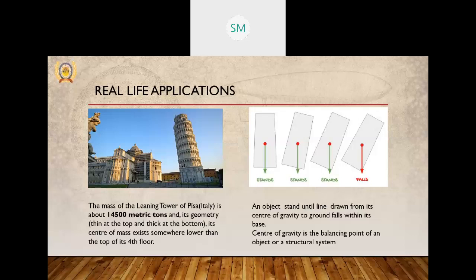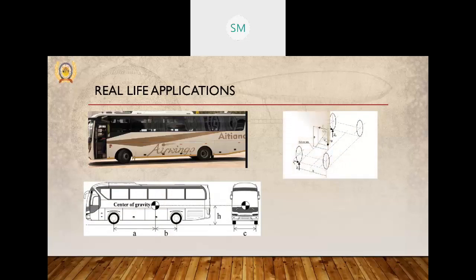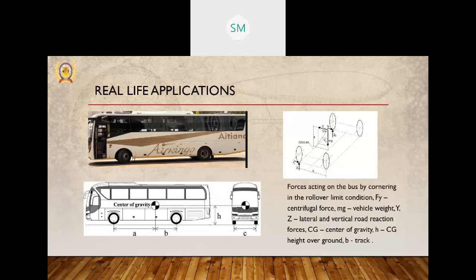So this is another example, a bus. The center of gravity of a bus is close to the lower side of the complete body. If it rises to the higher side, the bus will flip at the turns. It should be designed such that the center of gravity is kept at the lower side of the bus.